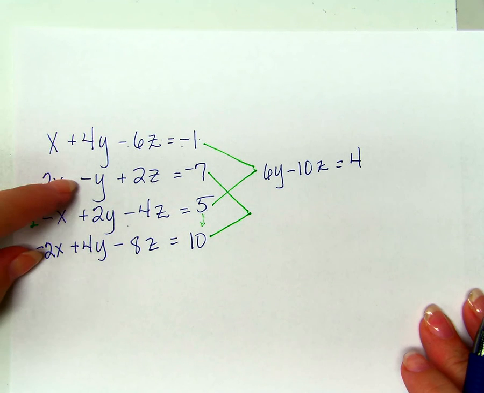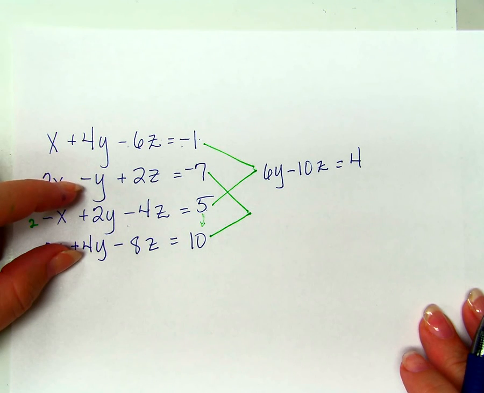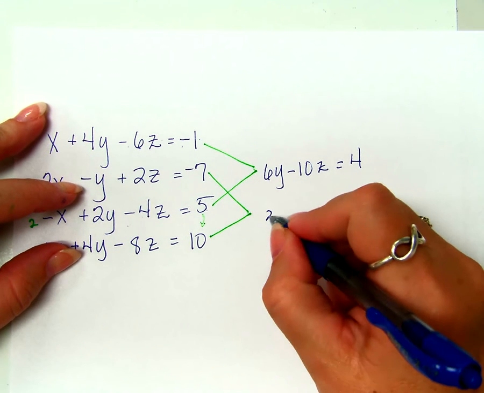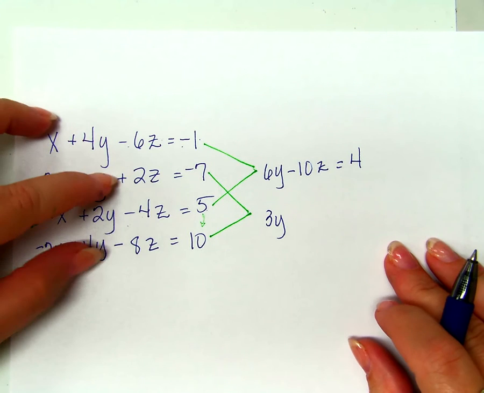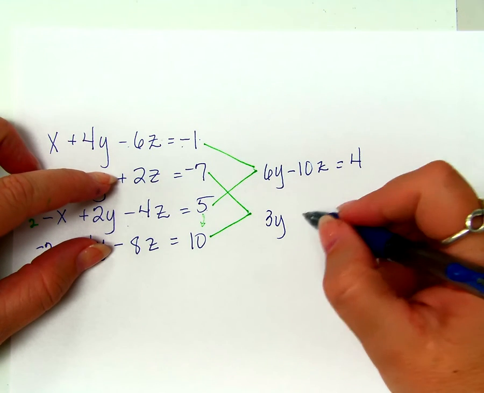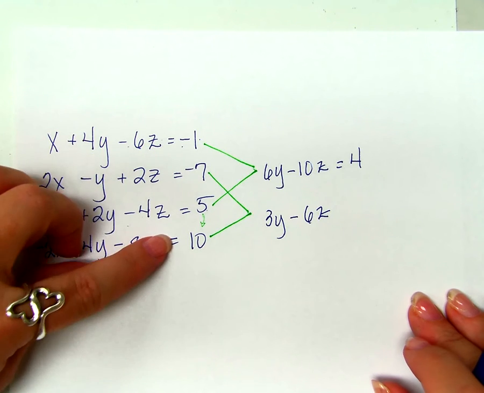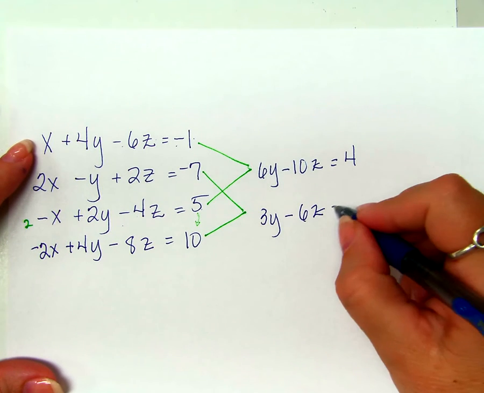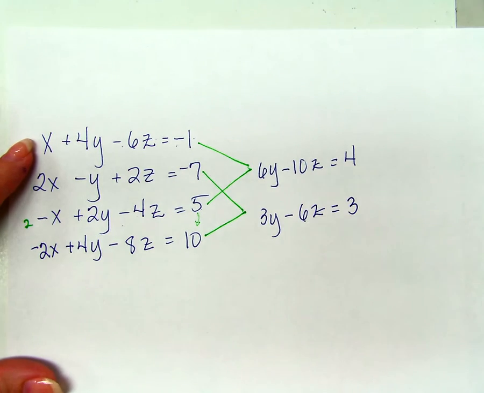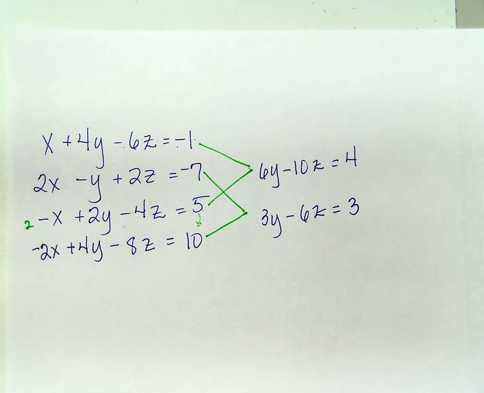Okay. Negative y and 4y, 3y. 2z and negative 8z, negative 6z. Negative 7 and 10, 3. Right? Okay.